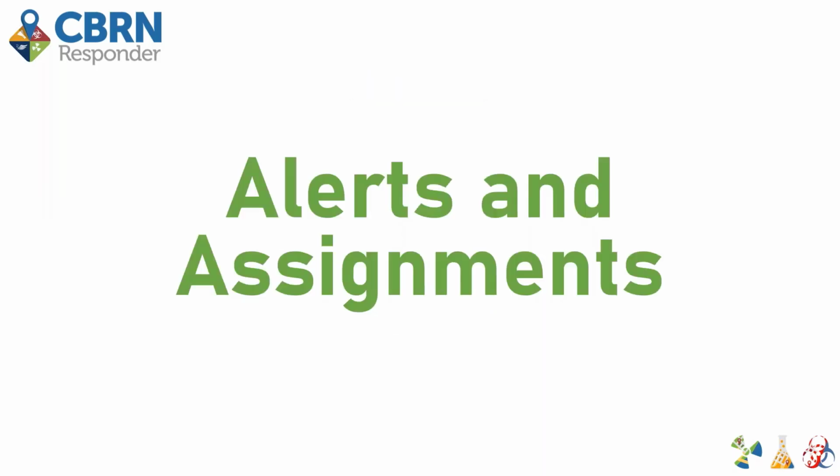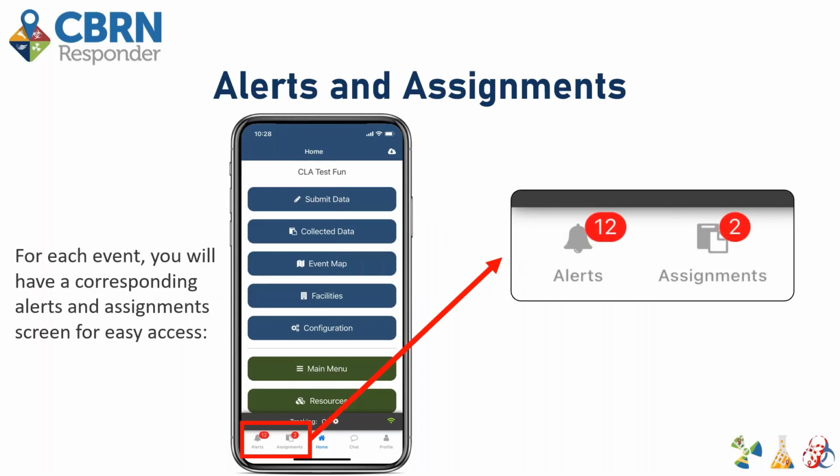We'll talk now about alerts and assignments within the event space. For each event at the bottom bar, you will see that you have a corresponding alerts and assignments screen or icon for easy access. You'll also see that there are badge icons noting the number of alerts or assignments that you have.